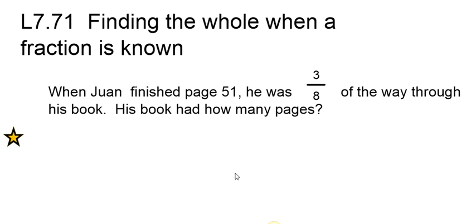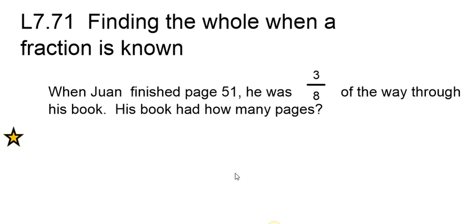Welcome to lesson 71, looking at this big concept, finding the whole when a fraction is known. This is another look at understanding equal group type problems and using a box to break things apart. The difference is we're not starting with the total, or the number isn't necessarily just given straightforward to us.